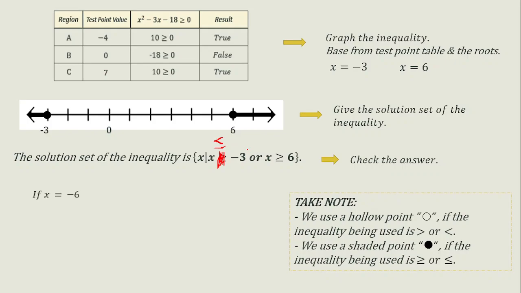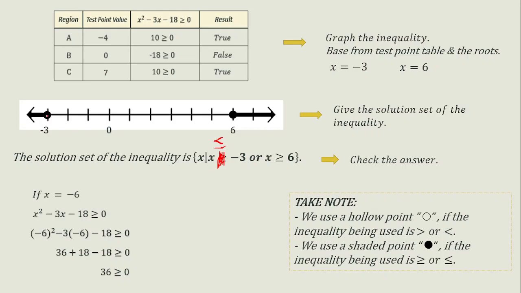So, for the first checking class, dito tayo mag-i-start kay region A. So, for region A, yung pinili ko is negative 6. So, copy the quadratic inequality, substitute to negative 6. So, nagiging negative 6 squared minus 3 times negative 6 minus 18 is greater than or equal to 0. Then, yung result is 36 plus 18 minus 18 is greater than or equal to 0. The answer will be 36 is greater than or equal to 0. So, we have proven that any numbers na nasa left side pa ni negative 3, including negative 3, is part of the solution set of the inequality.